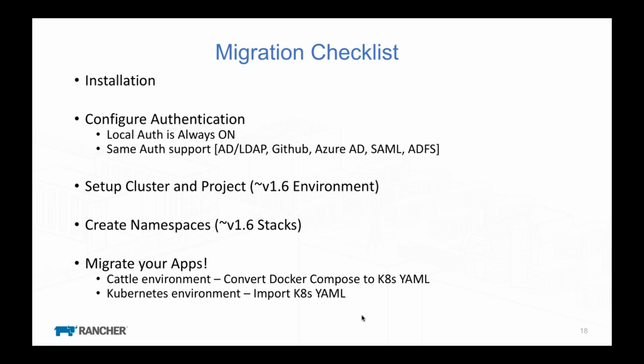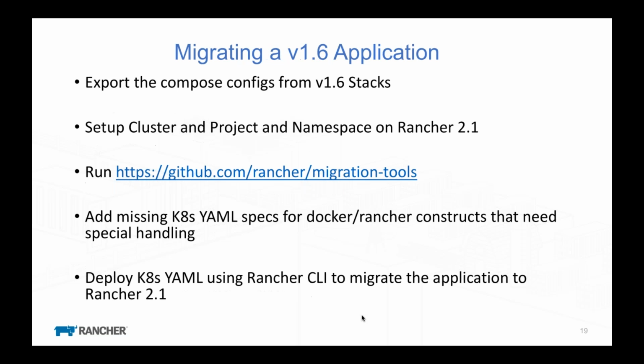In Rancher 1.6, typically, if you're using the cattle environment, the way you would start doing this is get the Docker Compose files and convert them to Kubernetes YAML, and then launch the Kubernetes workloads using that. If you already had a Kubernetes environment in Rancher 1.6, then you can just import those YAML files directly onto Rancher 2.0. So now we will start with a sample 1.6 application.